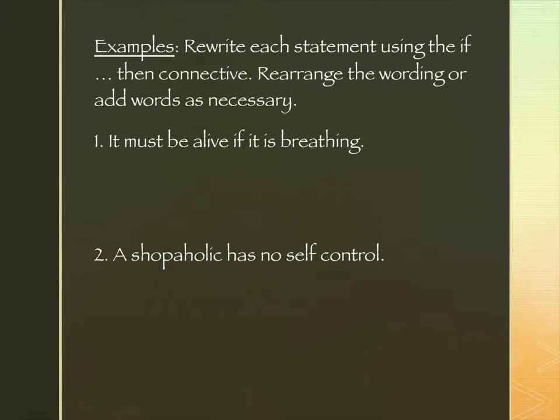So the first one that we're going to do says, it must be alive if it is breathing. When we have a statement that has an if in it, but the if is not at the beginning, our starting piece is what comes after the if. So as we're rewriting this, identify where the if is, and then move it to the front. So this will start out with if it is breathing.